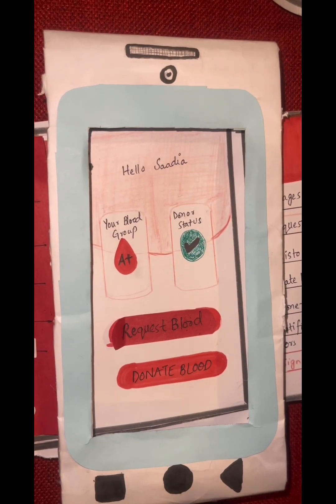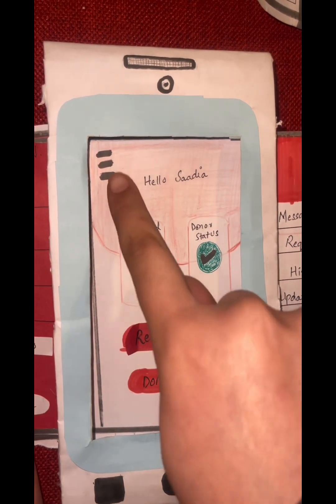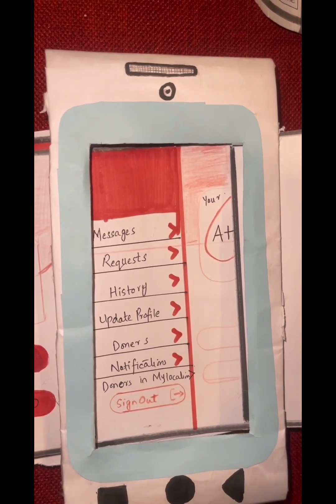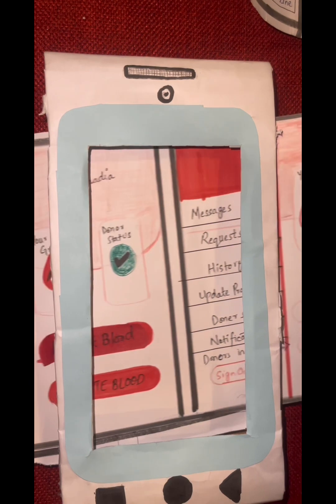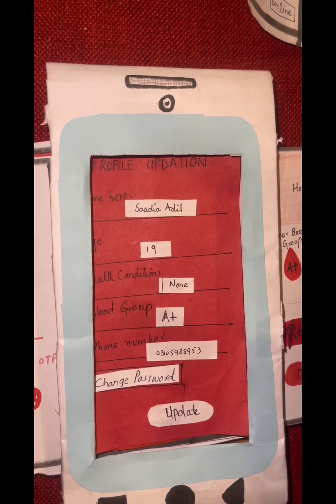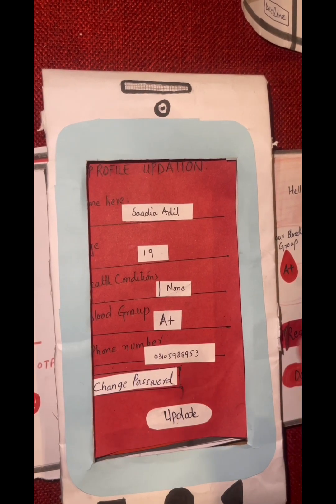The last goal of our website is to update your profile. By clicking on the main menu, this would open a menu. Here we will click upon update profile. By clicking on that, we get a profile area where we can update any data that we want, either its name, age, health conditions, or phone number. Here right now we are changing the password.